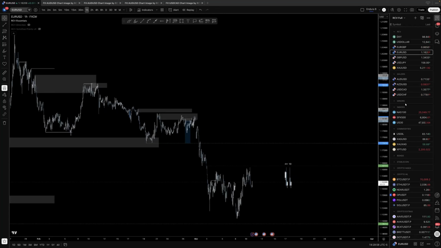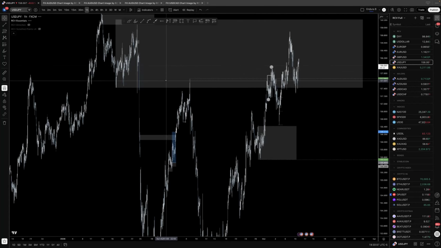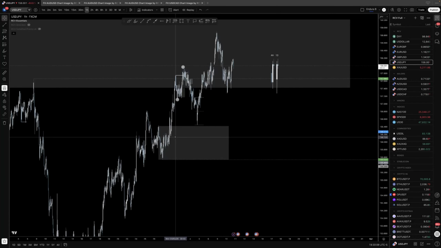And so therefore, I would like to see that transition. That would be cool. Maybe you can get it during London. And yeah, other than that, I think the only other one I was kind of eyeing was UJ. This one's also really messy.